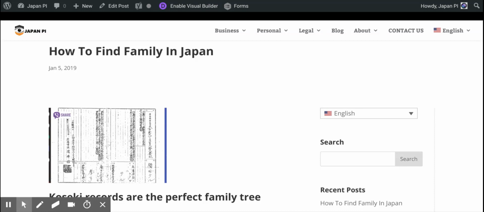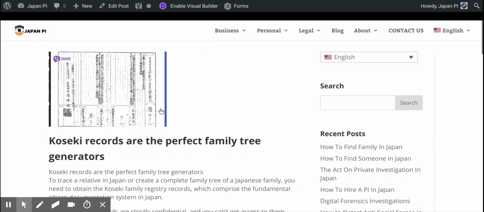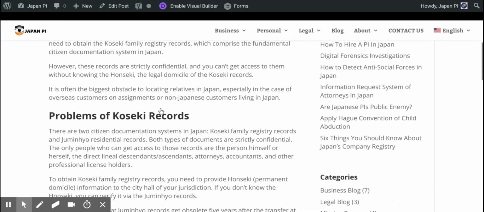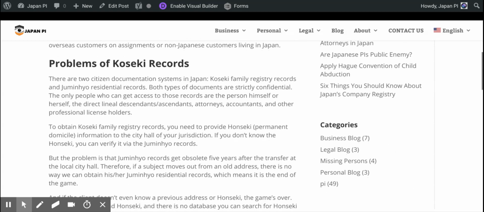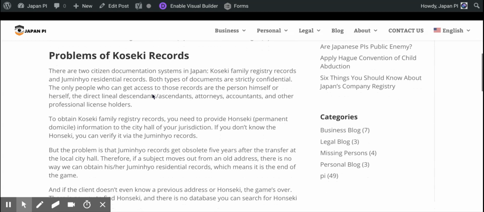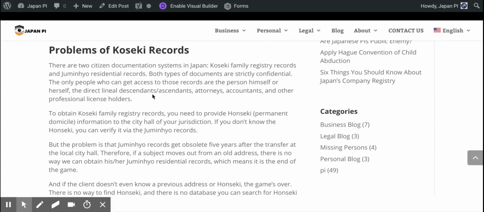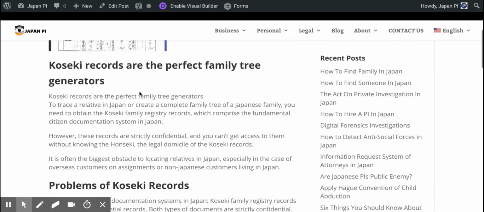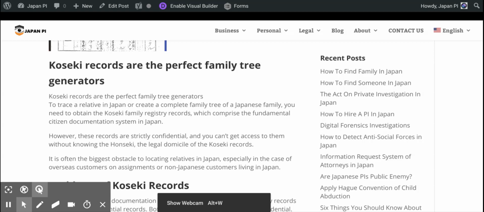To trace a relative in Japan or create a complete family tree of a Japanese family, you need to obtain the Kiseki Family Registry records, which comprise the fundamental citizen documentation system in Japan. However, these records are strictly confidential, and you can't get access to them without knowing the Hanseki, the legal domicile of the Kiseki records. It is often the biggest obstacle to locating relatives in Japan, especially in the case of overseas customers on assignments or non-Japanese customers living in Japan.